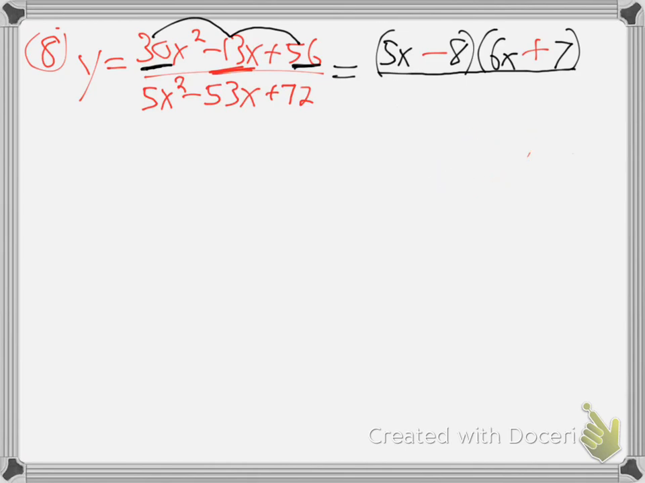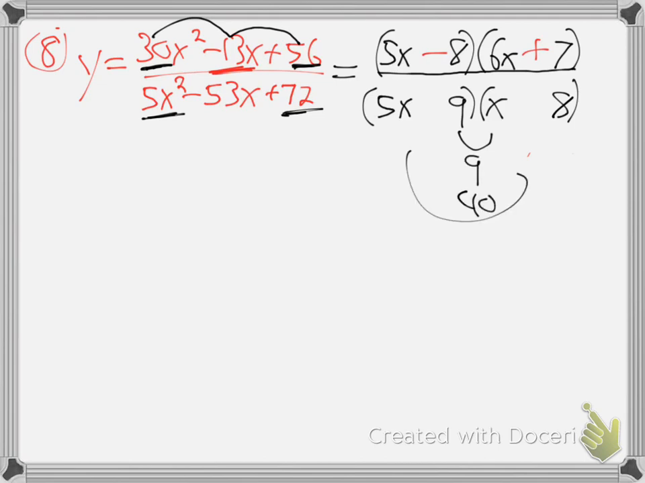And then on the bottom, same kind of thing. 5x squared, so I'm thinking 5x and regular x. 72, what times what's 72? 8 and 9. If I put the 9 here and the 8 there, it's not right. How do we know? Because, I mean, it's okay as far as 5 and 9 have nothing in common and x and 8 have nothing in common. But these two make 9, these two make 40. 40 and 9 are never going to make negative 53.